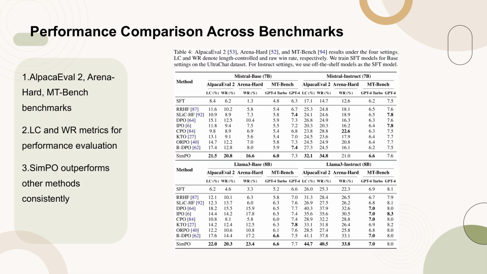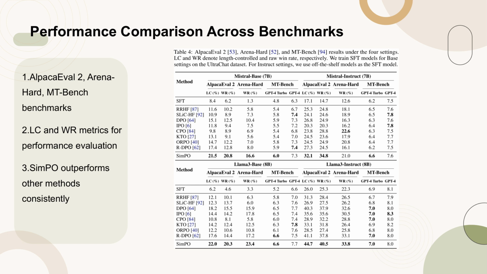Table 4 presents the results of various methods on the AlpacaEval 2, ArenaHard, and MTBench benchmarks under different settings. The metrics used for evaluation are length-controlled, LC, and raw win rate, WR. The SFT models for base settings are trained on the UltraChat dataset, while off-the-shelf models are used for instruct settings. The table highlights that SimPO consistently outperforms other preference optimization methods across all benchmarks and settings, demonstrating its robustness and effectiveness.